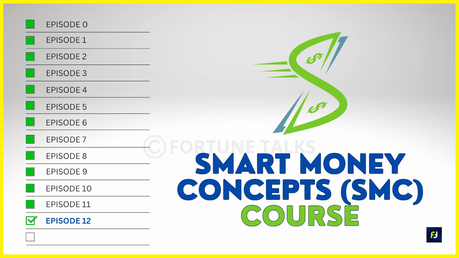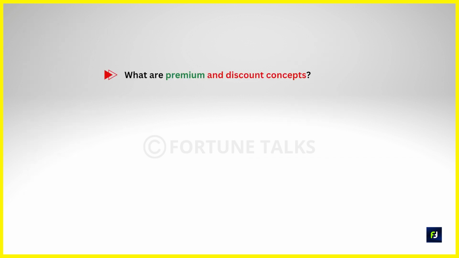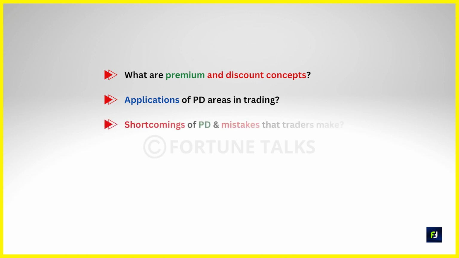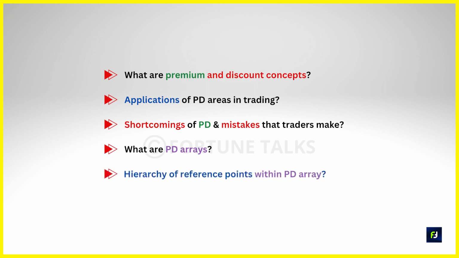In this video, we will delve into the premium and discount concepts, exploring their application in trading and how they can enhance decision making. We will also talk about the common mistakes that traders make, and finally, we will discuss PD arrays and the hierarchy of different reference points within the PD array. Understanding these concepts can help traders refine their entry and exit points, thereby maximizing the potential for profitable trades. So watch this video till the end to get a proper grip of the entire concept.